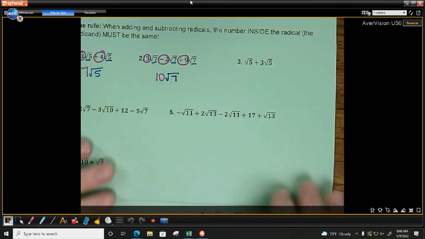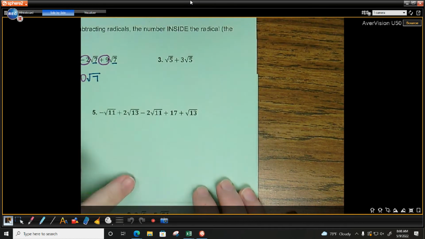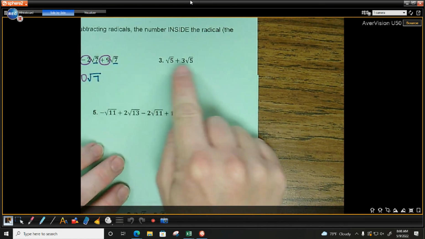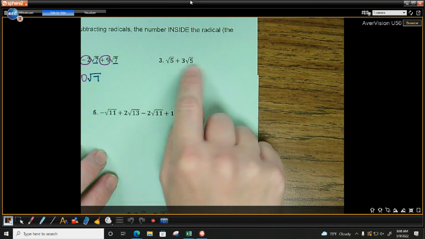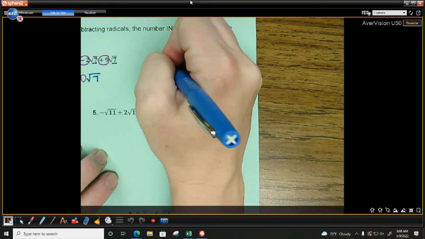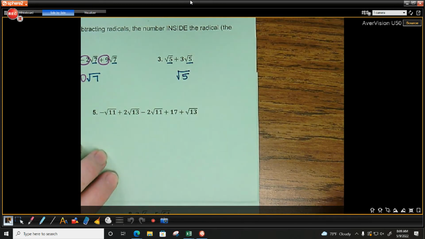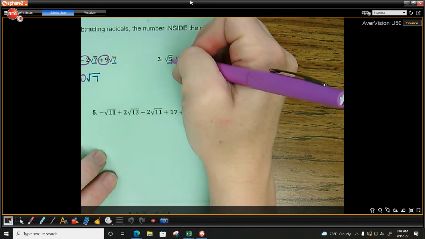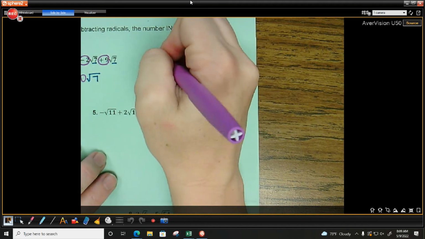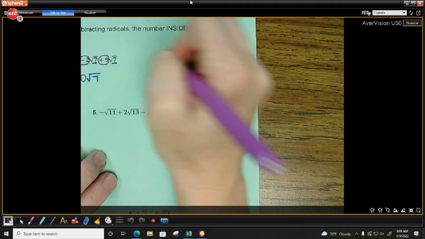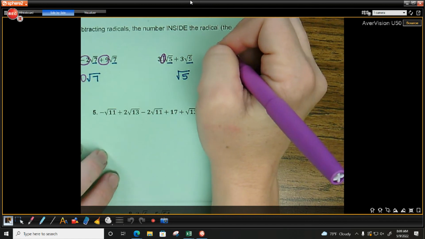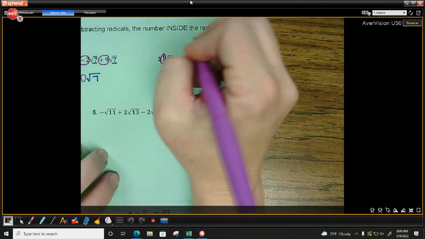I have two terms here. I have a square root of 5 and then a 3 square root 5. Do my square roots match? Yes, keep it square root 5. What's this square root 5's coefficient? 1. Even though there's not a coefficient there, it has a coefficient of 1. Just like if you had an x, x has an understood coefficient of 1. So 1 plus 3 is? 4.